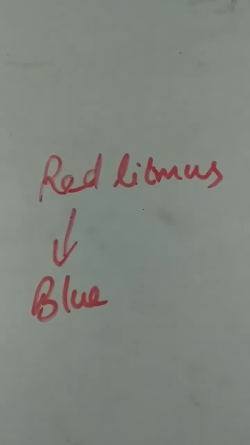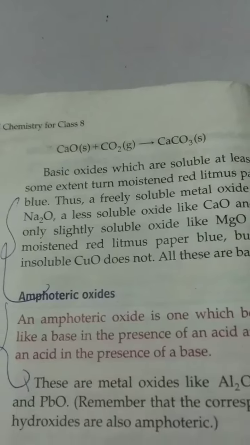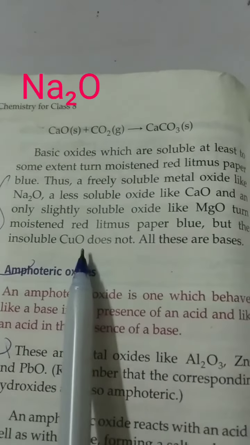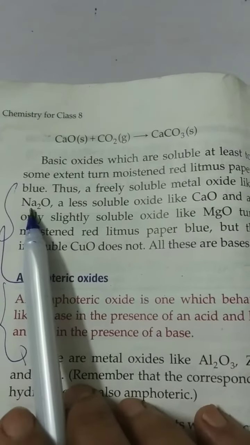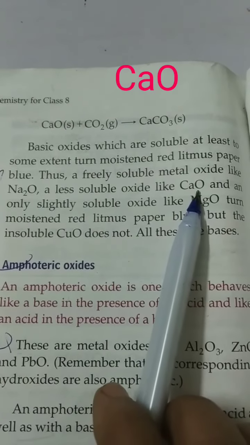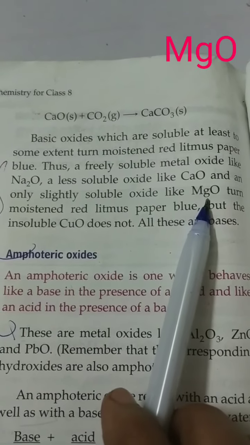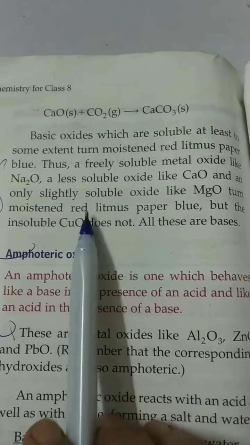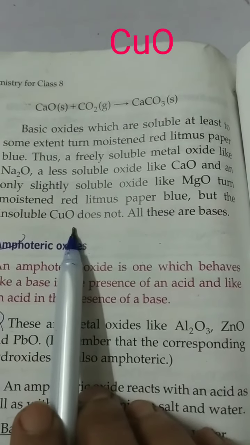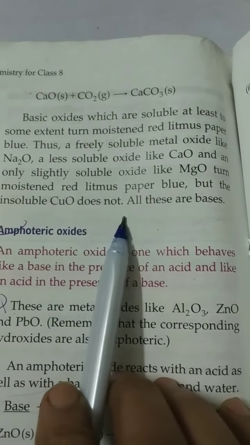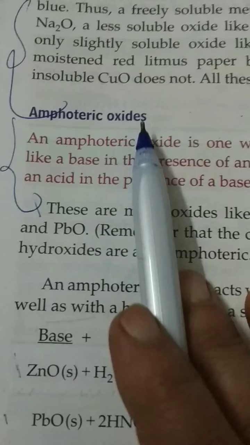Clear? A basic oxide changes red litmus to blue litmus. See this paragraph, in which they specify some oxides like sodium oxide, which is a freely soluble metal oxide, calcium oxide, which is a less soluble oxide, and magnesium oxide, which is a slightly soluble oxide. They turn moist red litmus to blue. But copper oxide is not soluble and does not change red litmus to blue. Even so, all these four given are bases in nature.